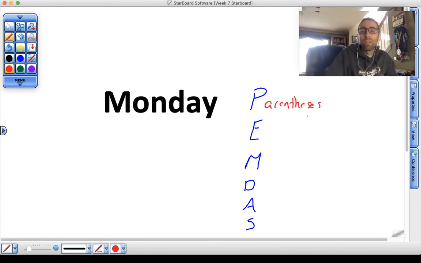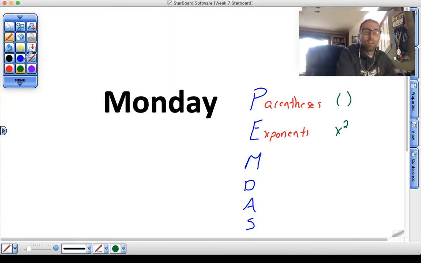So when we see parentheses in a math equation, that means we're going to want to solve everything that's in those parentheses first. The next thing we're going to talk about is going to be exponents. And I'll use an example here. When we have exponents, that's going to be when we have a number like x to the second power.